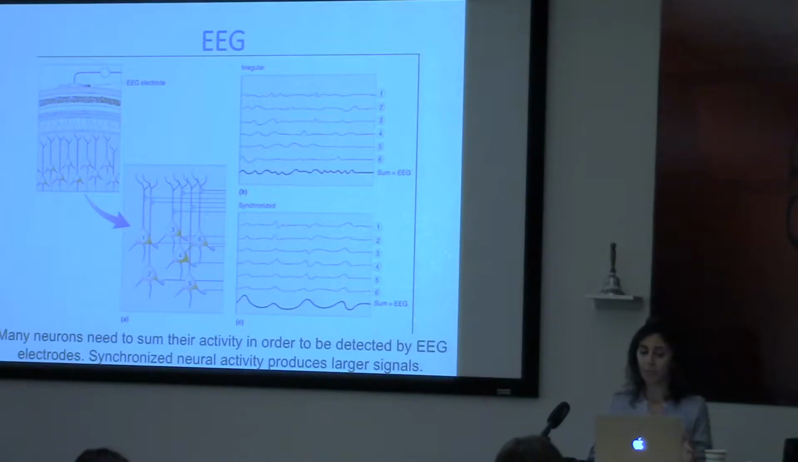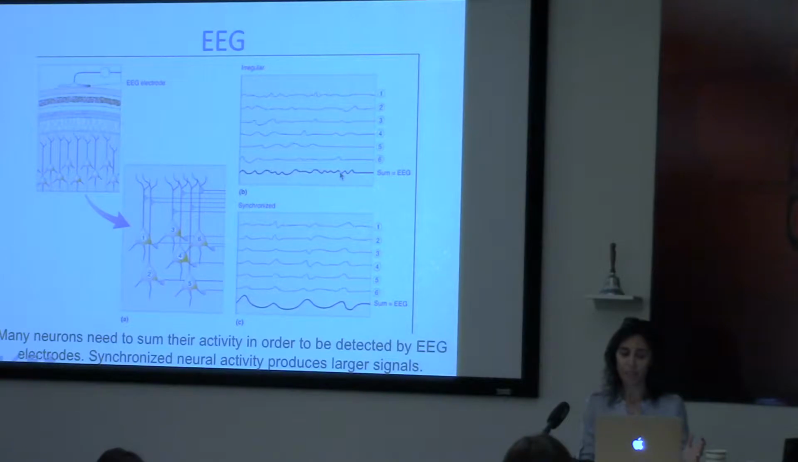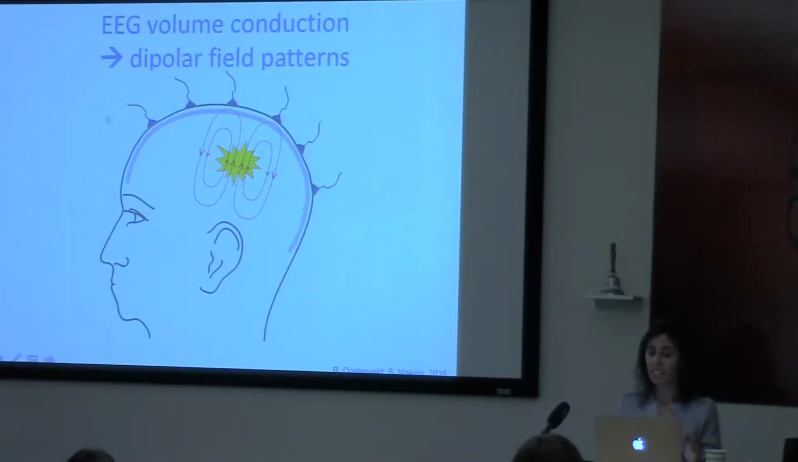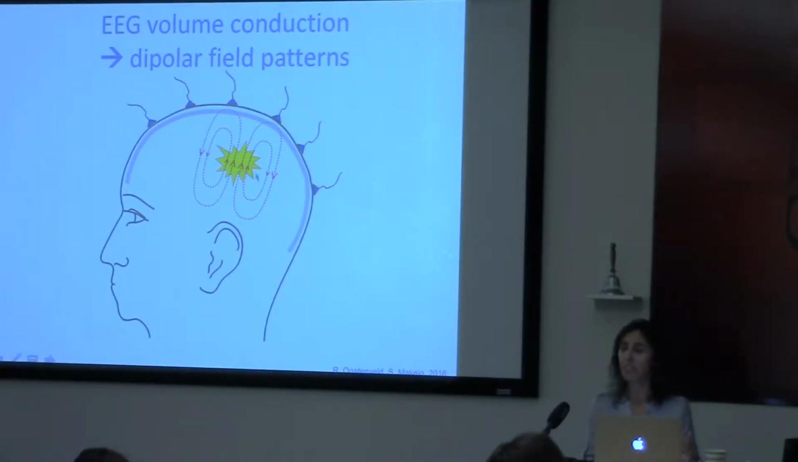And I will give an example of this. Here, for example, we have 6 neurons that are not synchronously active. And the resulting current density cancels out. And so we won't be able to read EEG. But if they are synchronously active, then the resulting current would be high. And then this would give us EEG recordings. So when we record the EEG, we realize that the pattern is actually dipolar field patterns.